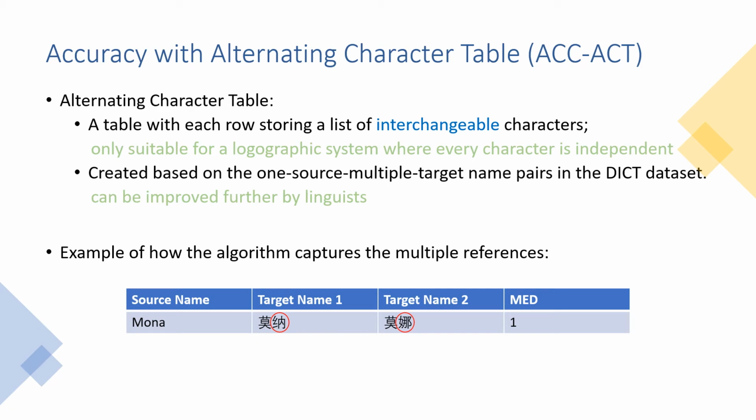The algorithm will first try to identify if the prediction and the reference are of the same length. If so, it will check if the distinct characters are in the same position. In our example, the distinct characters occur in the second position. Next, the algorithm will look up the ACT to see if the distinct characters are an alternative to each other. If so, replace the character and see if it matches the reference.